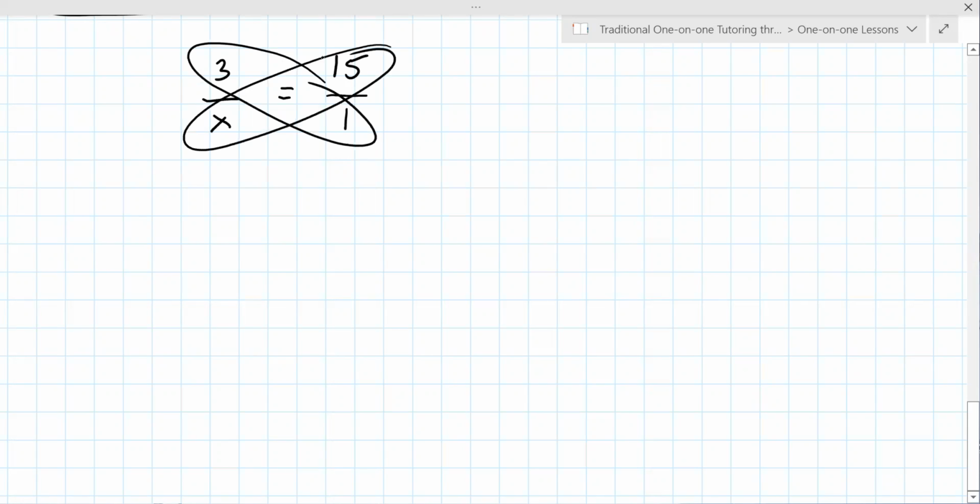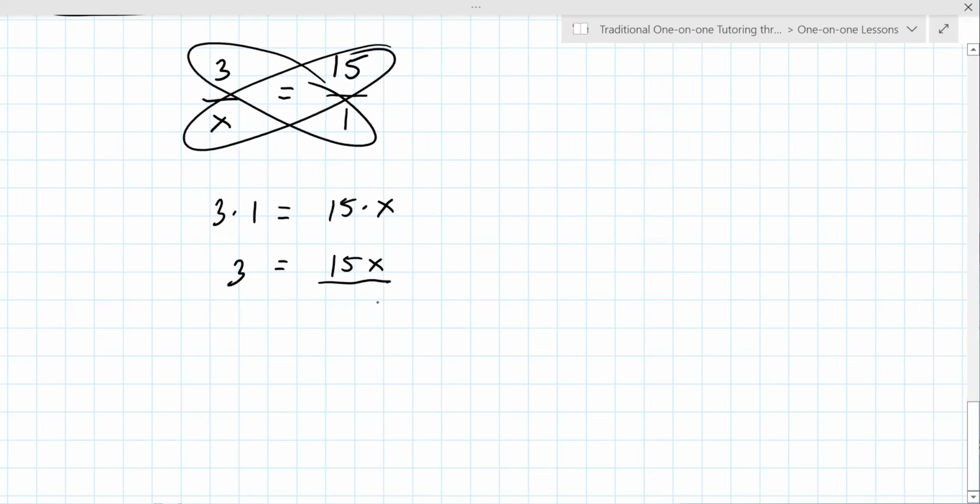Cross multiply, okay. So you have to cross multiply, and 3 times 1. So first of all, you have to do 3 times 15. No, you're cross multiplying diagonally. What have I circled? The 3 and the 1, and x and the 15. 3 times 1 is 3, and 15 times x. So now 3 times 1 is 3, and you want to solve for x.